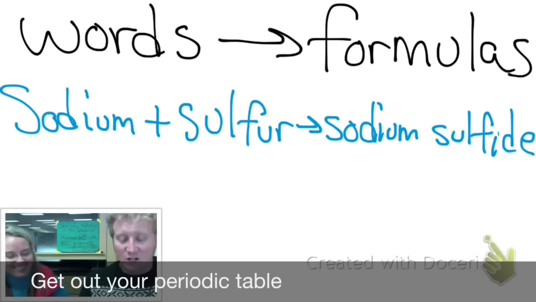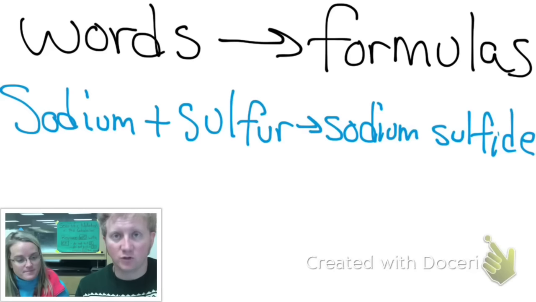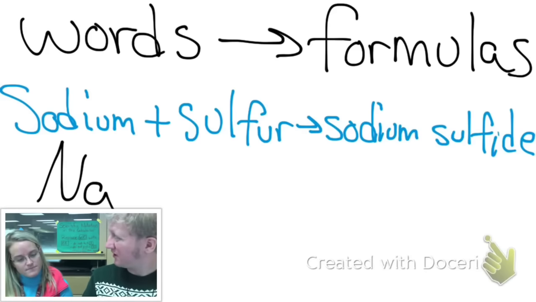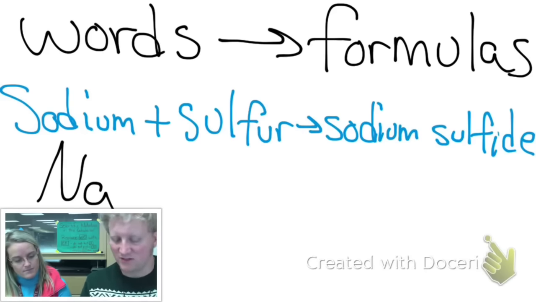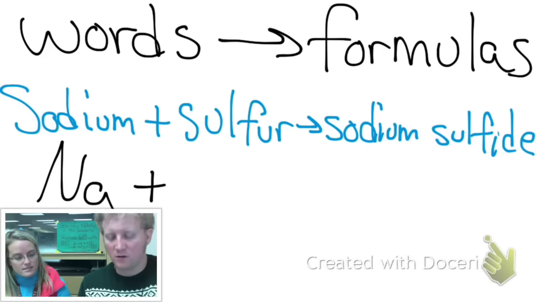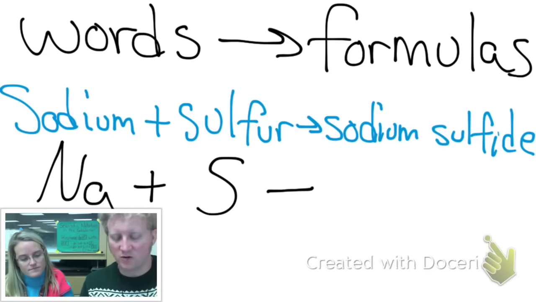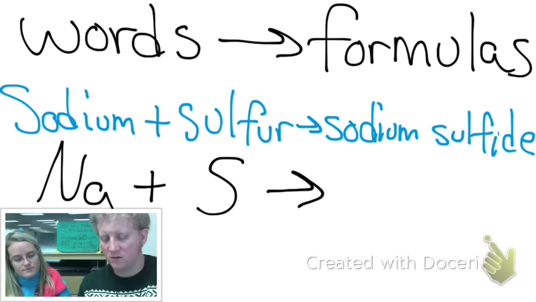Now you have your periodic table, so you just look up sodium. The symbol for sodium, do you remember? Na. Yeah, that's right. This one we've already got the plus, so we can just use the plus again. We want to look up sulfur, get the symbol for that one. It's S. We can keep the arrow. So now we've got sodium and sulfur yields.